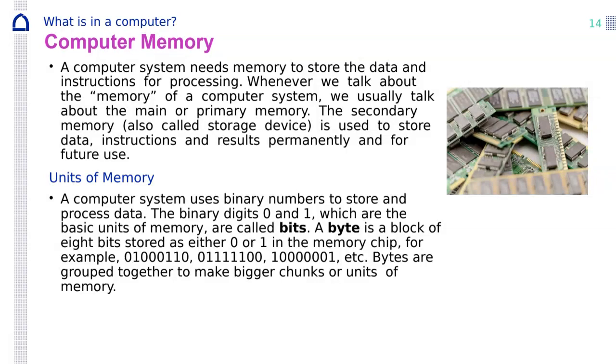So what is the unit of memory? How do you measure memory? Like car speed, we measure by kilometers per hour. What about memory? We measure it by bits. A byte is 8 bits. 1K is 1 kilo. 1 kilobyte is 1,000 bytes. 1 kilobit is 1,000 bits. 1 mega is 1 million. 1 giga is 1 billion.